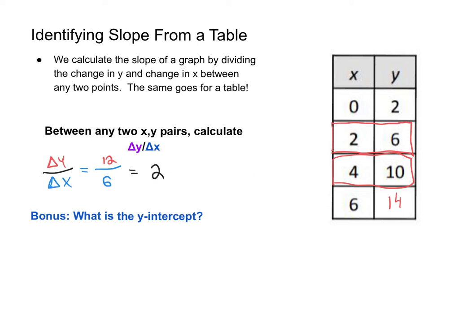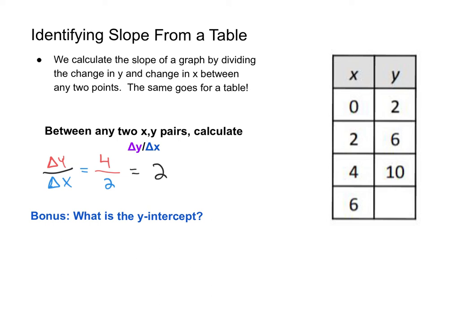So let's go ahead and erase this too. Here, my change in Y, from 6 to 10, I added 4. So my change in Y is 4. And my change in X is 2. So once again, we see that my slope here is 2. So the slope of this situation, if we were to graph this as a line, this line would have a slope of 2.